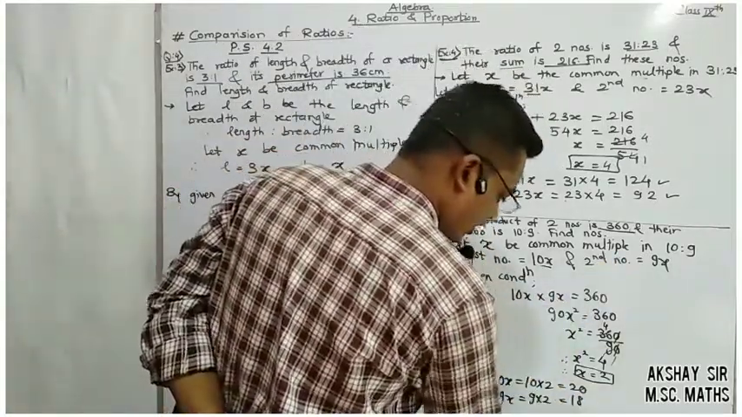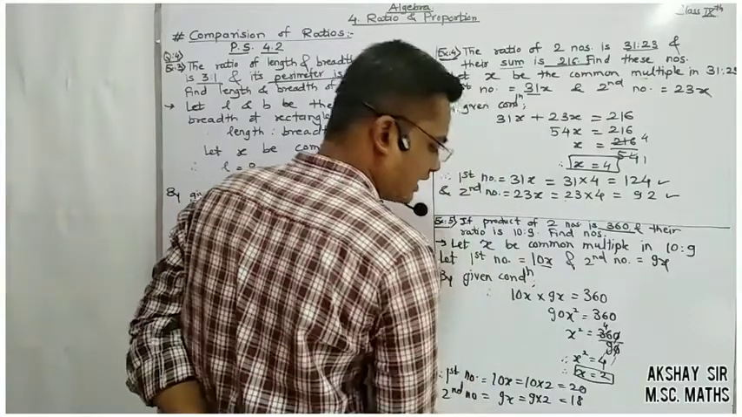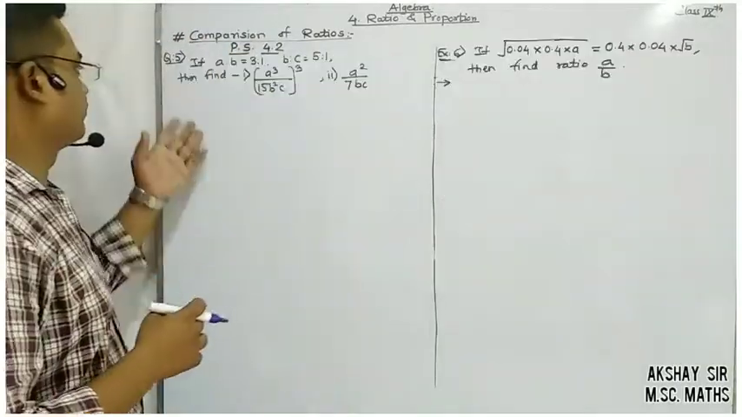The product, it was asked, the product is 360. So 18 into 20, we are multiplying it, we are checking it. 18 into 0 is 0, 18 twos are 36, that means 360. That means our answer is correct. Let us go to question number 5.